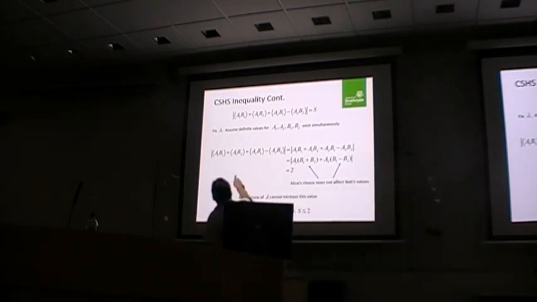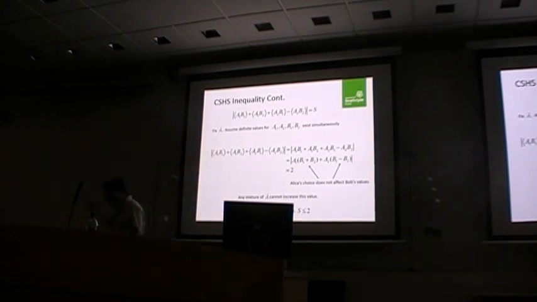Now we can go backwards and look at the ensemble average. If you allow any particular probability distribution over lambda, then we have a convex sum. Therefore, we cannot increase the value. This is an extremal value of S. And Bell's theorem, or the CHSH inequality, just falls out trivially in 3 lines of algebra.